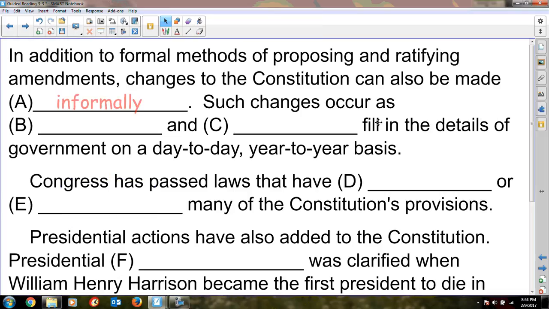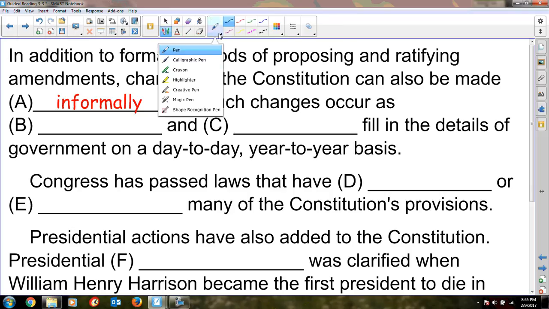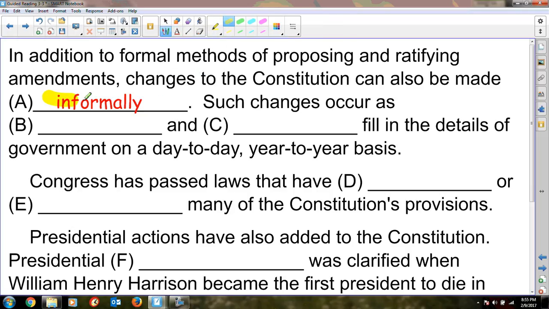In addition to the formal amendments of processing and ratifying the amendments, they also do it informally. More of our changes to our Constitution happen informally than they do formally. So if I were you, I would highlight this word, because this is the way that we change our Constitution. We've only changed it 27 times, yet there are so many changes to the way our government operates.